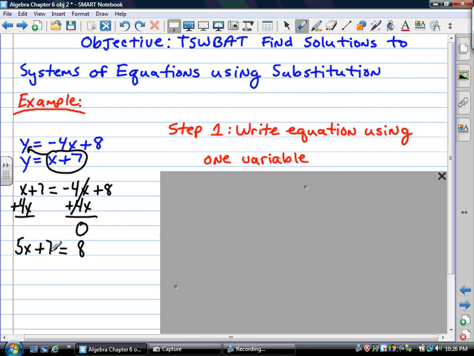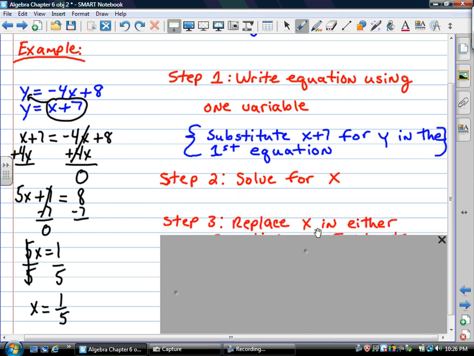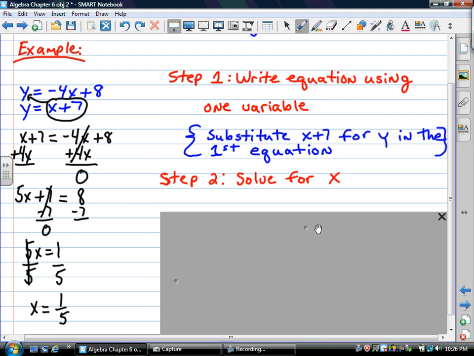So now I have a nice two-step equation. Hopefully we're all comfortable solving two-step equations at this point. We subtract 7 from both sides of the equation. My subtraction property of equality, that becomes 0. I'm left with 5x equal to 1. And then to solve this equation for x, I'm going to divide by 5 on both sides of the equation. I get x is equal to 1/5. All right. When I follow my steps here, I just solved the equation for x. So that was step 2. Step number 1, we substitute. Step number 2, solve for x.